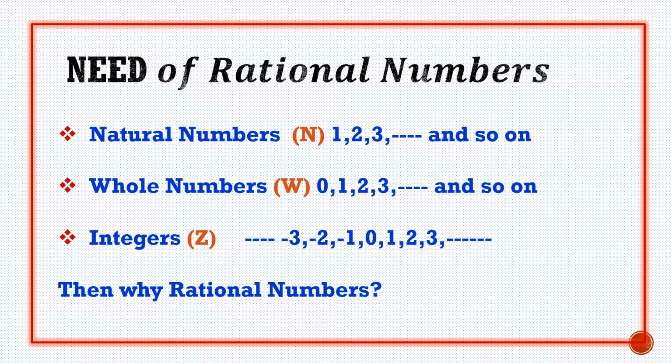Alright, so we have integers also, which are used to represent opposite situations, right? When we already have so many numbers with us, natural numbers, whole numbers, integers, then what is the need to have rational numbers? Let's check out.